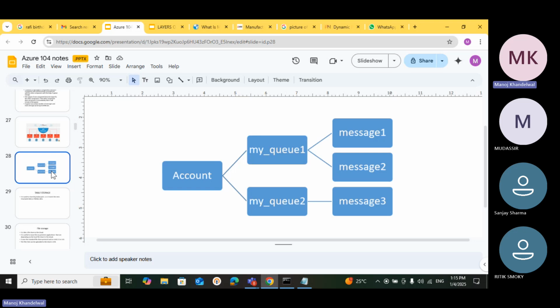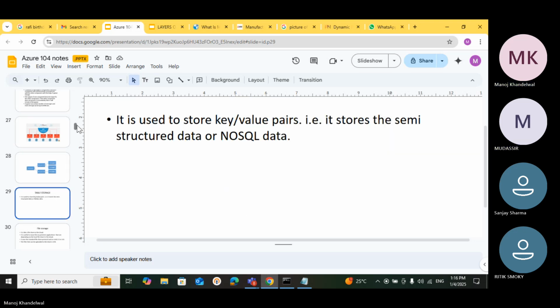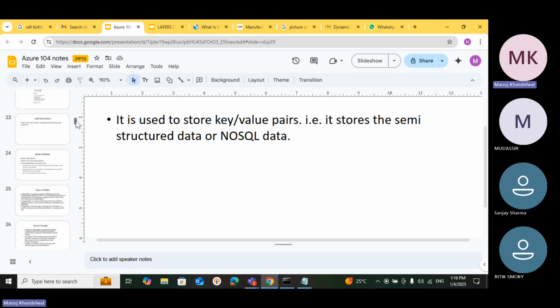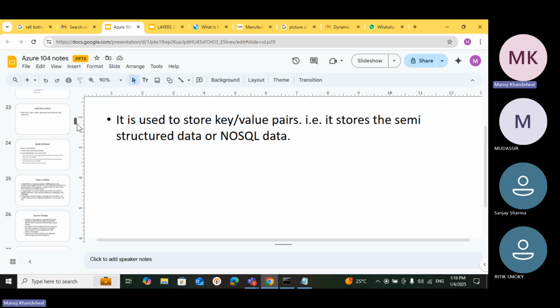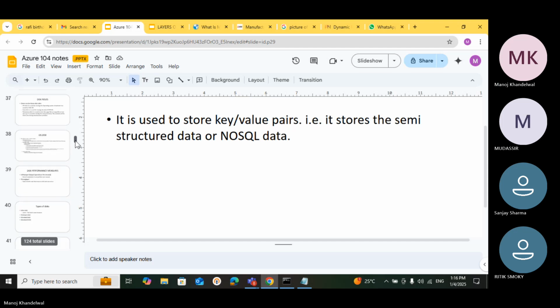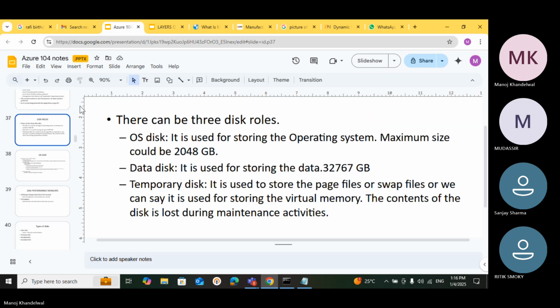So this lecture, queue storage is about that, right? Then table storage: we say table storage, but actually it's a key value pair. Table storage is nothing but key value pairs. Okay. And then we have file storage, file share. So how does this file share work? It follows a networking system.